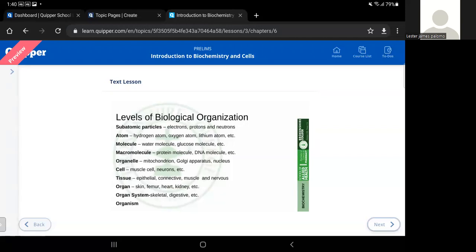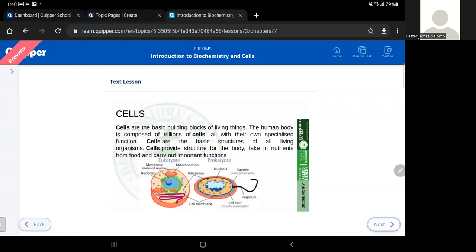So I hope you review this one. Okay. Now let's proceed to our discussion regarding the cell. Let's talk about the cell. Again, the simplest definition of a cell is that it is the basic unit of life. These are the basic building blocks of living things.